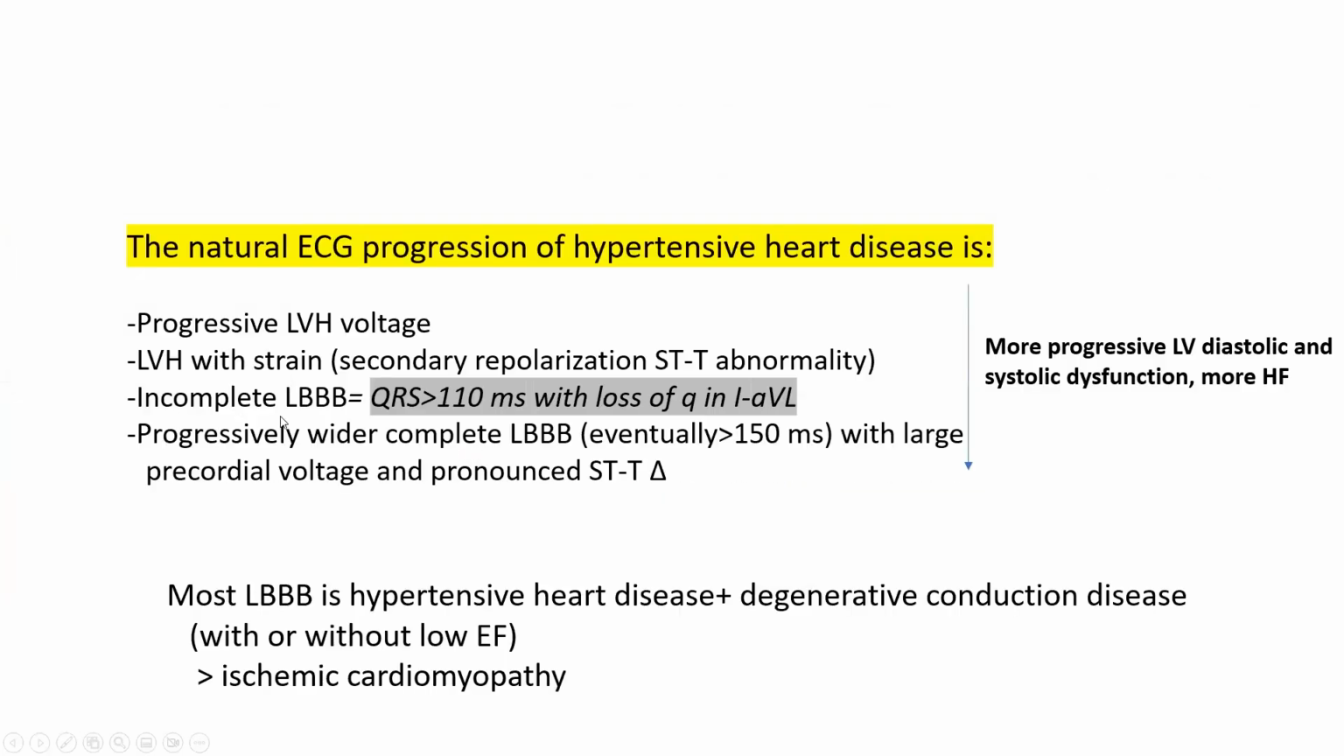Then you start getting widening of that QRS. You start getting incomplete left bundle branch block. And this is how we diagnose incomplete left bundle branch block. It's over 110 millisecond QRS with loss of Q wave in 1 and aVL.